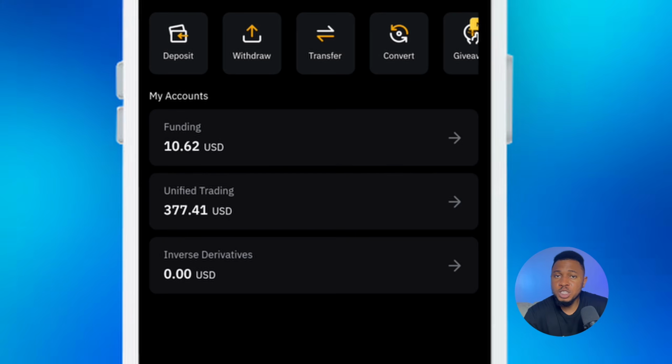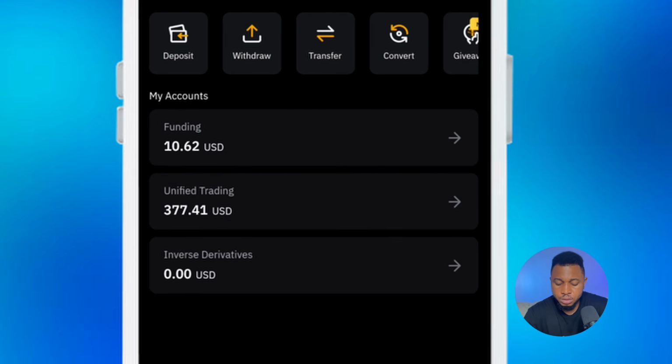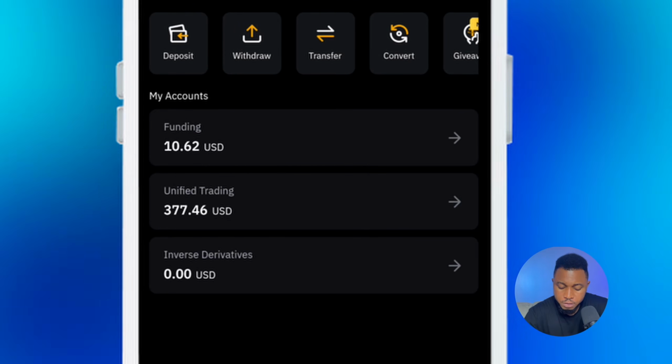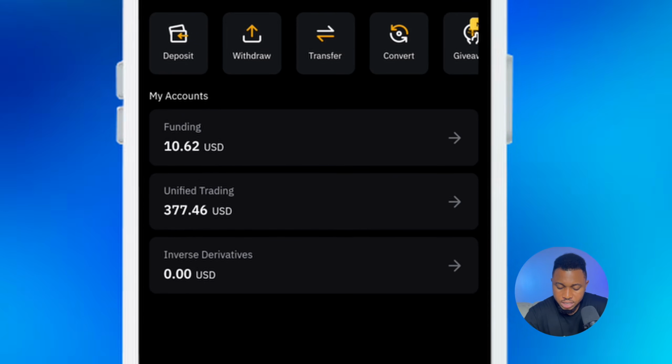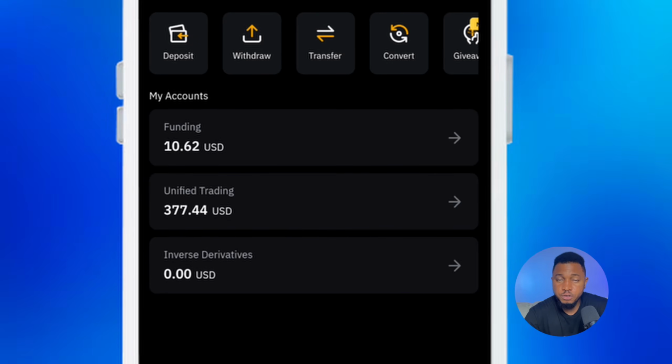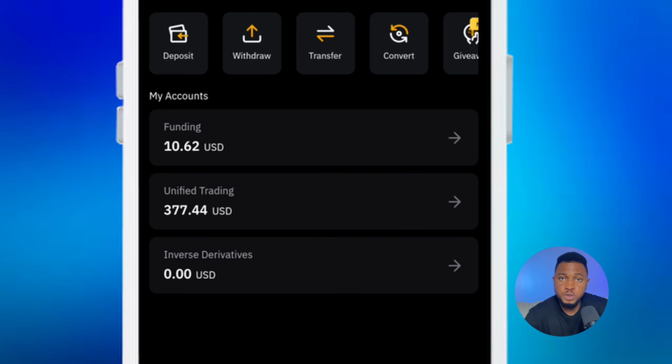Now when you deposit money the first time in your Bybit account, the money is going to show up in the funding section. So before you can use that money to start trading, you have to move that money from funding to unified trading. Now if your asset section is not showing as unified trading, rather it's showing as spot account and futures account, then it's just the same thing. You need to move your money from funding to spot account, or if you want to do futures trading, then you move your money to futures account.